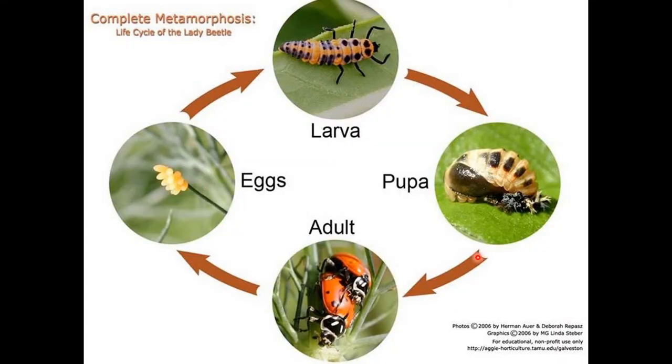This is called the metamorphosis, the life cycle of the organisms. For example, like this. Let's say this insect: firstly it becomes eggs, and then it becomes larva, and then it becomes pupa, and the last one becomes adult. We call this the life cycle of the organism. Lady beetle, we call this the metamorphosis.